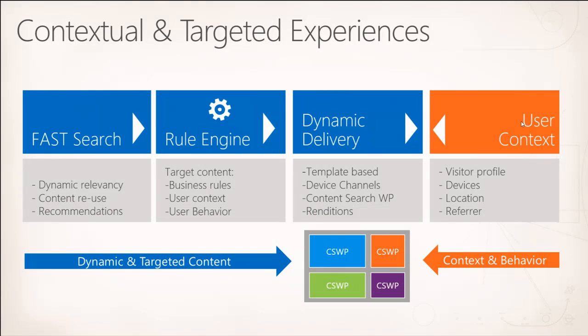On the right side, you have the user. The user has a profile. It might be coming from a certain device, from a different location, or it might have a different history. And how do we change the content and the experience based on the context of the user? That's where the rule engine comes into play.